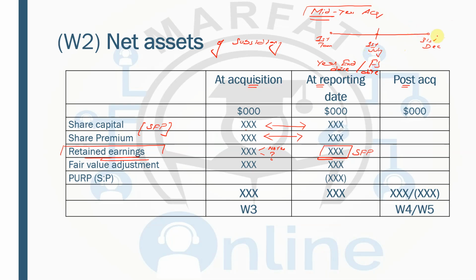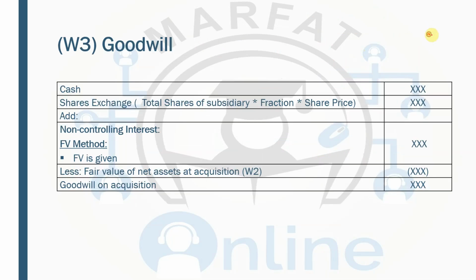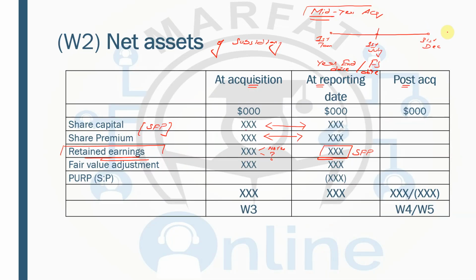Now I told you that in the exam question, the retained earnings at reporting date will be given. What is the retained earning at reporting date? Retained earning at reporting date simply means the retained earning at the year end. So this figure is going to be in the question, and you can exactly place it over here. But we are only concerned with the retained earning at acquisition, because the acquisition is midway.